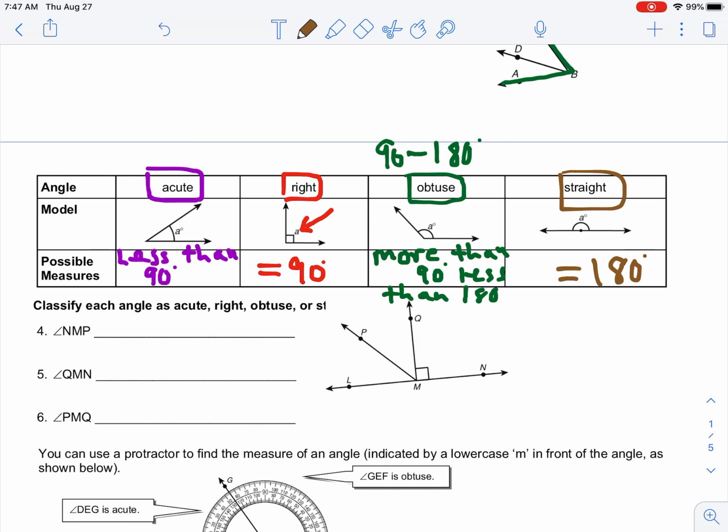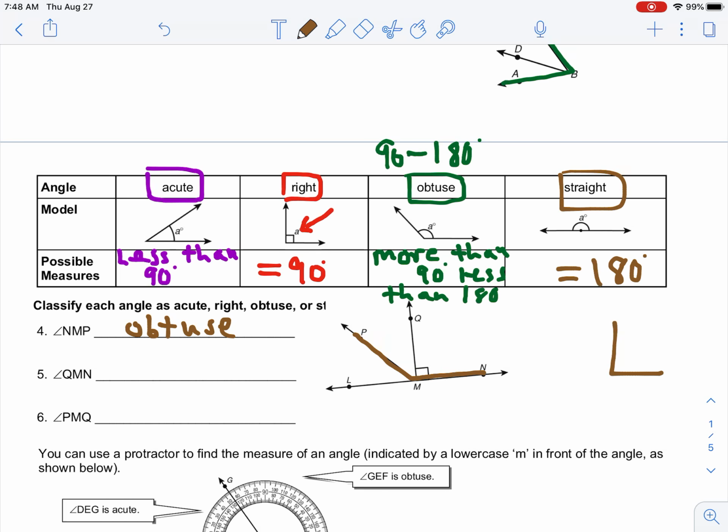So let's do some examples. First one says angle NMP. Let's trace it. I'm going to start at N, go to M, go to P. Now I'm going to visually compare it to the L. Does what I just traced open up bigger or smaller than the L? In this case, it opens up way bigger than an L, so I'm going to call this obtuse.